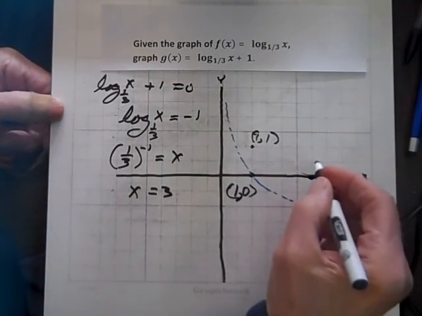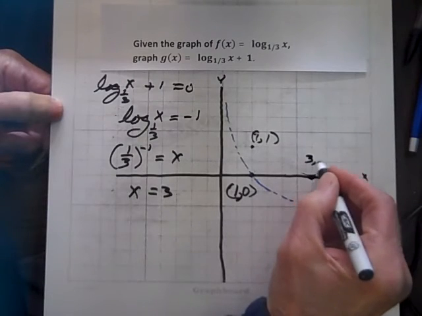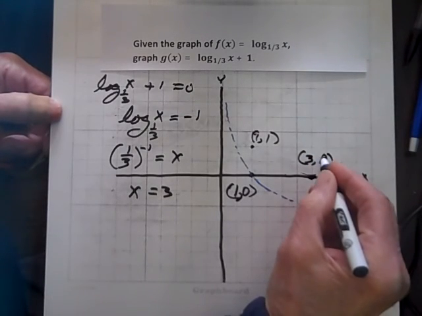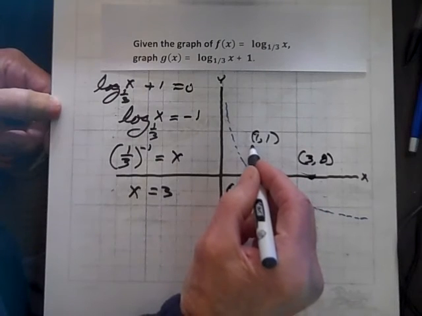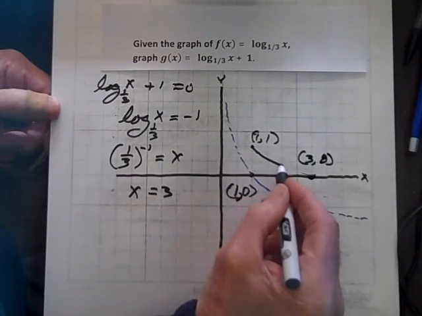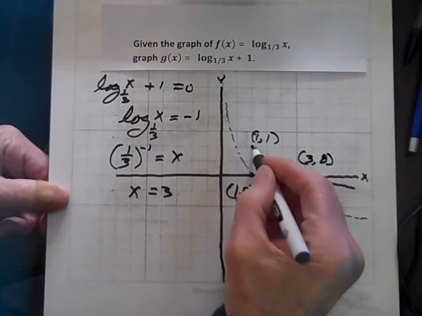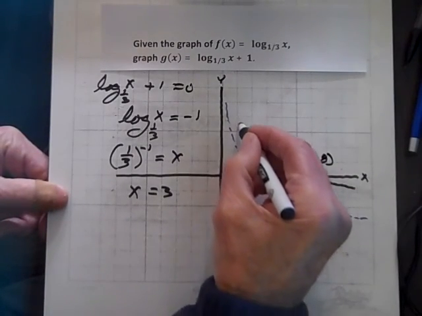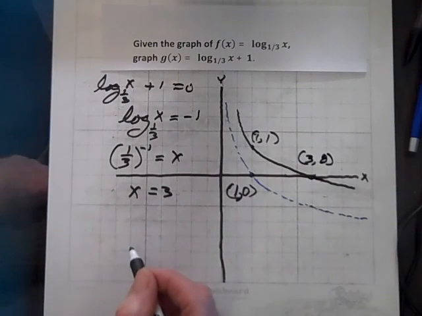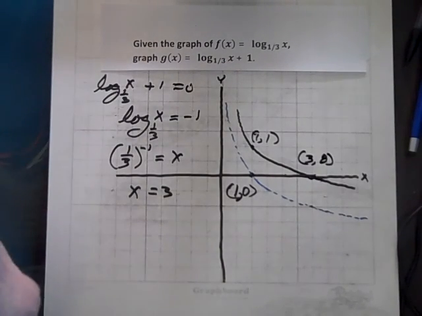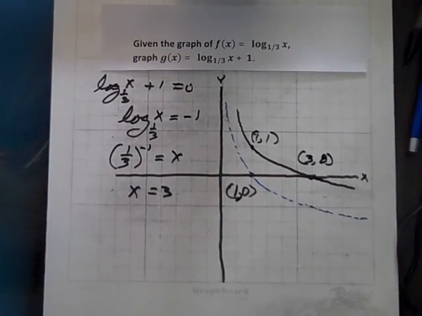By the way, why don't I write this as 3, 0. We can go ahead and graph this thing. And we get, there we go. Anyhow, we've graphed it. Now we're done. Vertical translation.